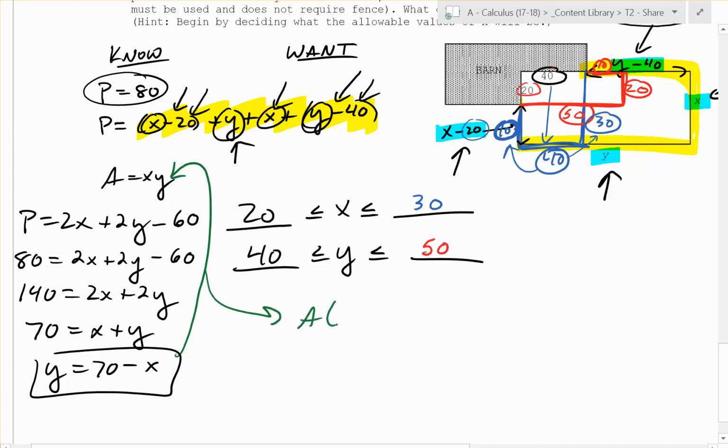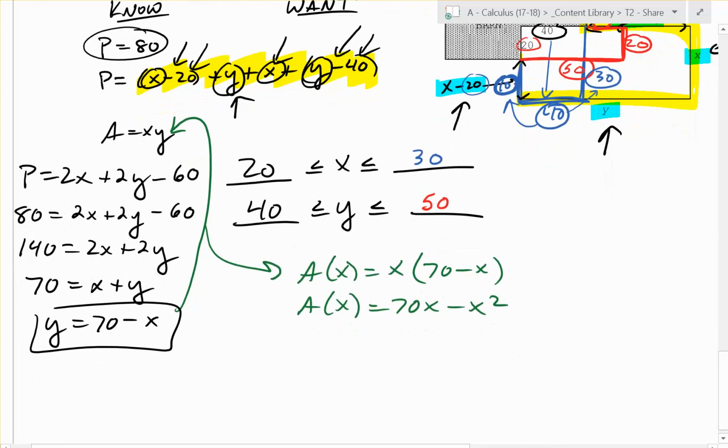What do we end up with? Area in terms of, this will be in terms of y now, that's fine. It's just one or the other one. Area in terms of y is going to be, not a, it's area in terms of x. It's going to be x, and we're replacing y with 70 minus x. So you get A of x is equal to 70x minus x squared. So you end up with area in terms of x, if you do the derivative, is 70 minus 2x. Like before, we set it equal to 0, 70 minus 2x. So x is equal to 35.